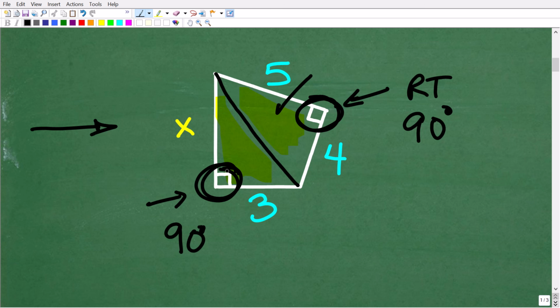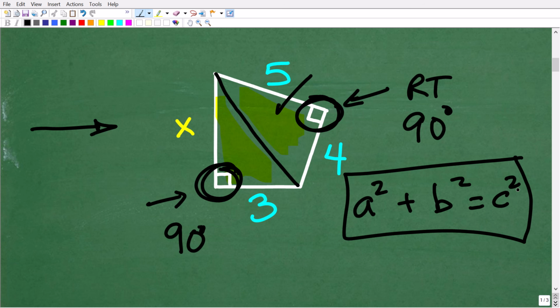Now, why is that important? Because anytime you have a right triangle, you can use something called the Pythagorean theorem, and that is a squared plus b squared is equal to c squared. This theorem basically allows us to find the lengths of a right triangle. If we know two sides of a right triangle, we can easily solve for the third side.